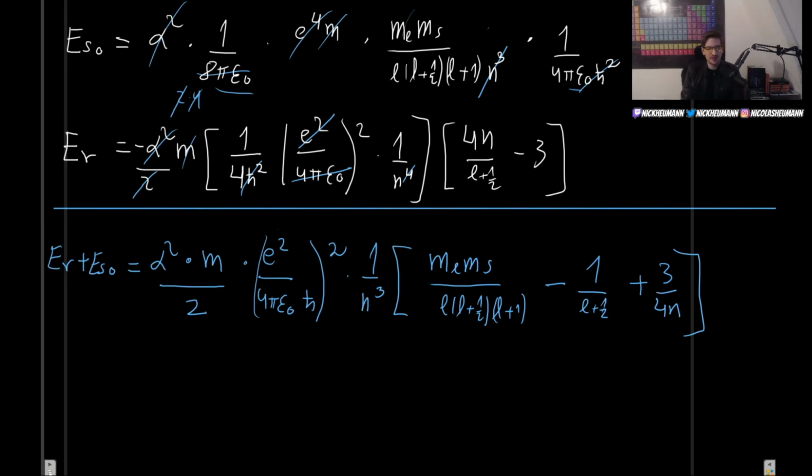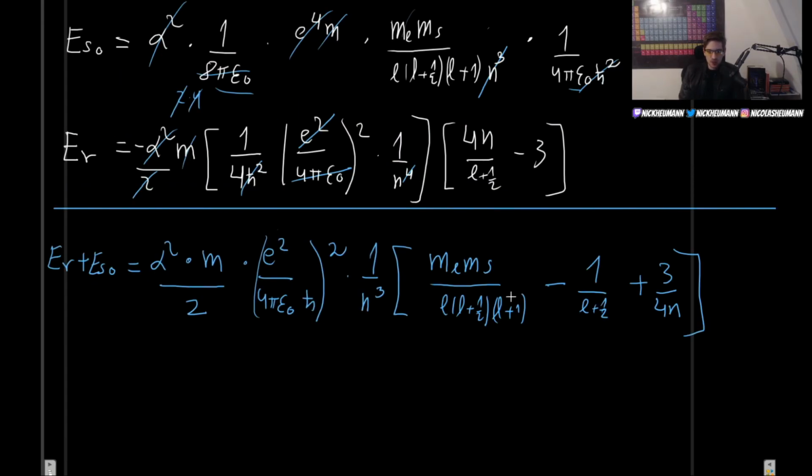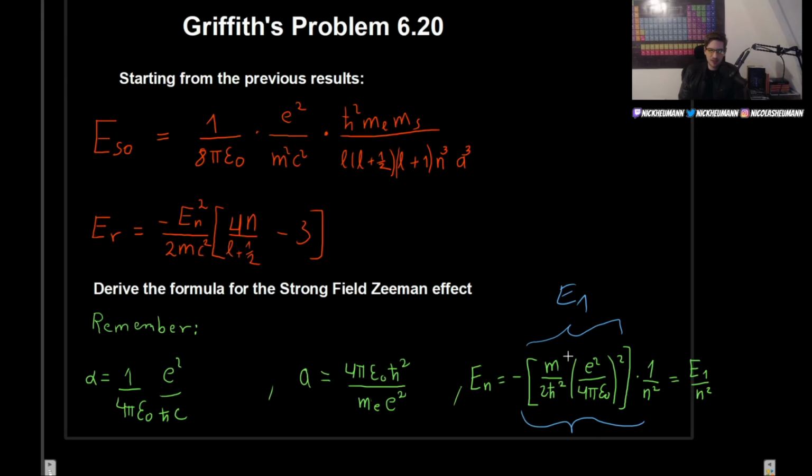We still have these constants. Let's go back and take a look at this. The energy levels are m over 2h bar squared, e squared, divided by 4 pi epsilon 0 squared. Times, of course, 1 over n squared. But if we don't consider that, then this right here is simply the energy of the ground state, right? So that's exactly what we have, isn't it? M divided by 2h bar squared, e squared, 4 pi epsilon 0 squared. That's exactly the same that we have here, except for the minus sign we would have to include.